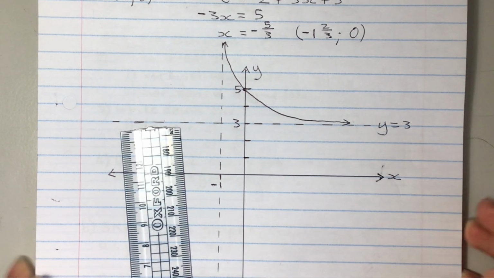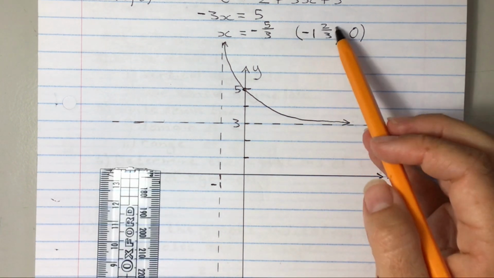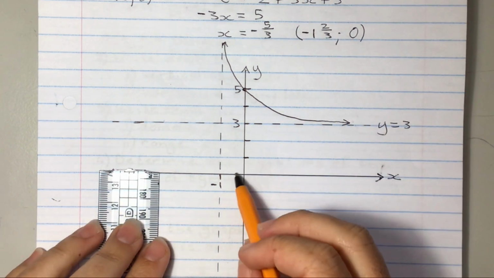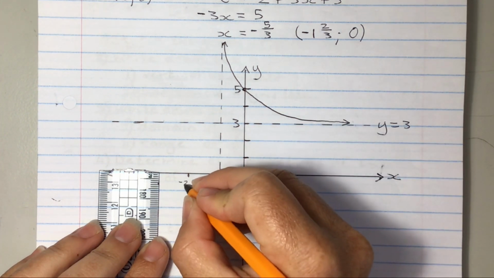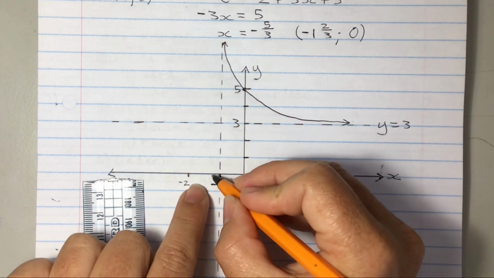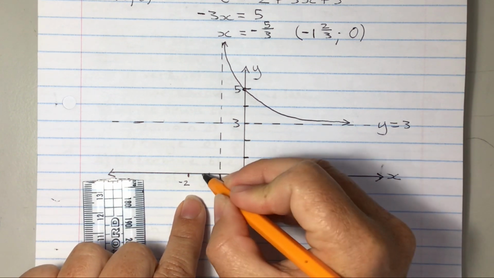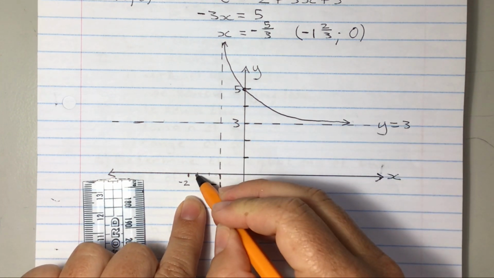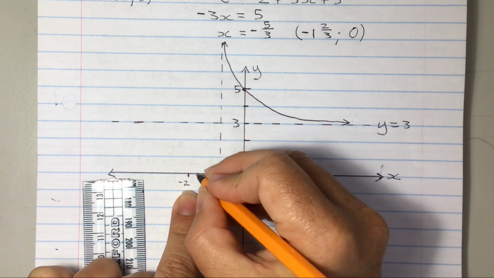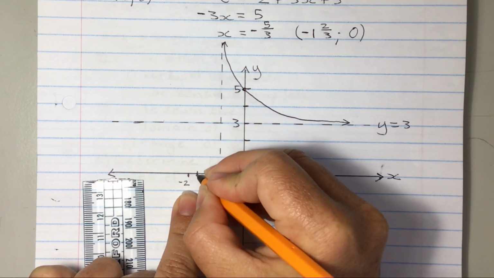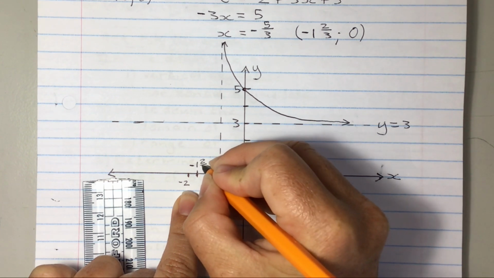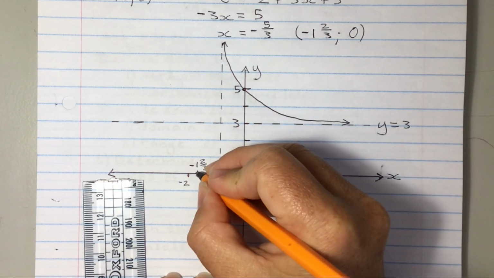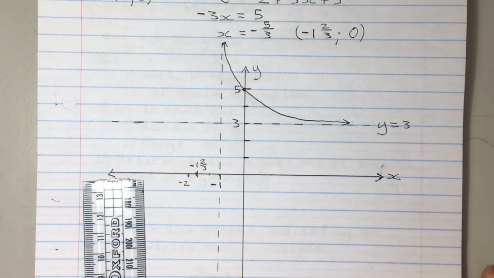Now let's come to our x-intercept. We've got negative 1 and 2/3. So negative 2 is about there. And then I'm going to estimate. So I'm going to roughly cut that up into 3 parts. And so here you can see that line there is going to give me negative 1 and 2/3. And so that is my x-intercept.